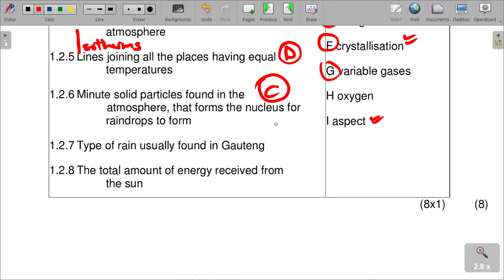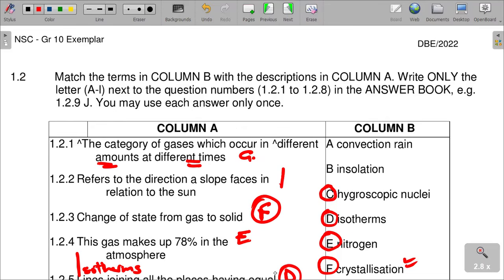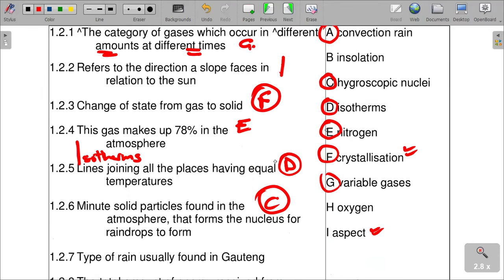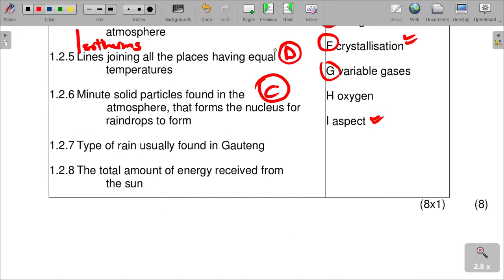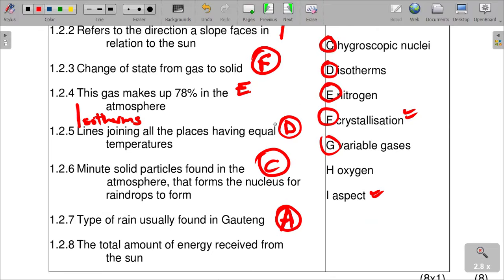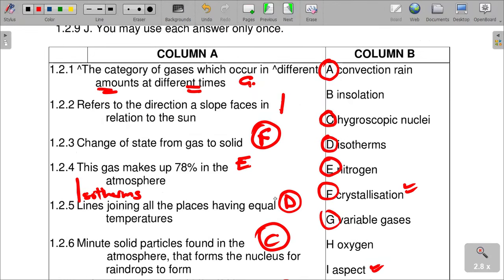And then, the type of rain usually found in Gauteng. We mostly have convection rainfall, which is caused when it rains, then temperatures go up, and then it rains again. Convection rainfall is the one that is normally found there.